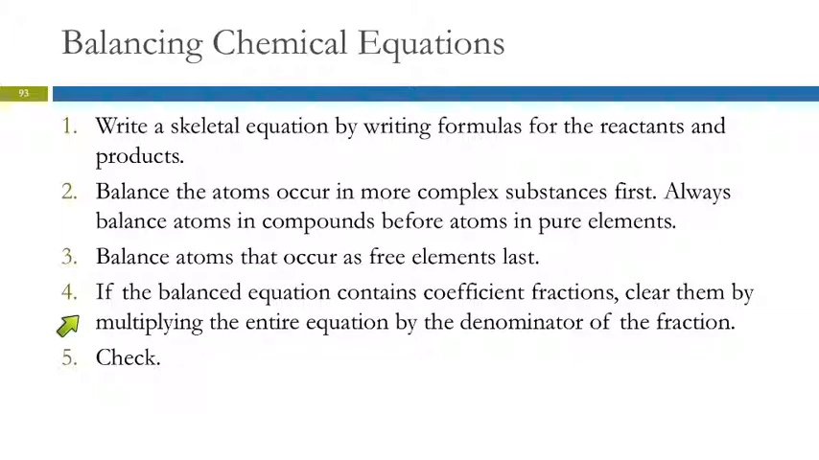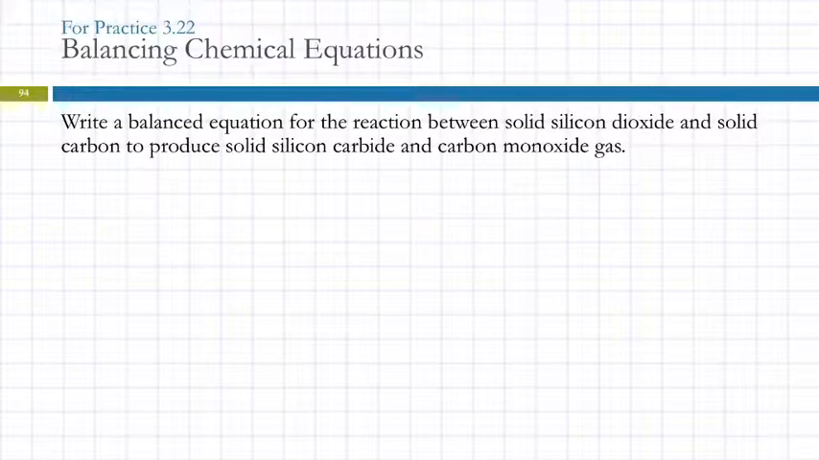Sometimes, depending on how you do it, you can end up with fractions for coefficients. We can't have fractions in our balanced chemical equation. It should be whole number coefficients. So you need to clear the fractions by multiplying by the denominator. If you don't like fractions, I'll show you how you can avoid dealing with them, and then you should always check your final answer. So those are the guidelines for balancing equations. We'll practice.